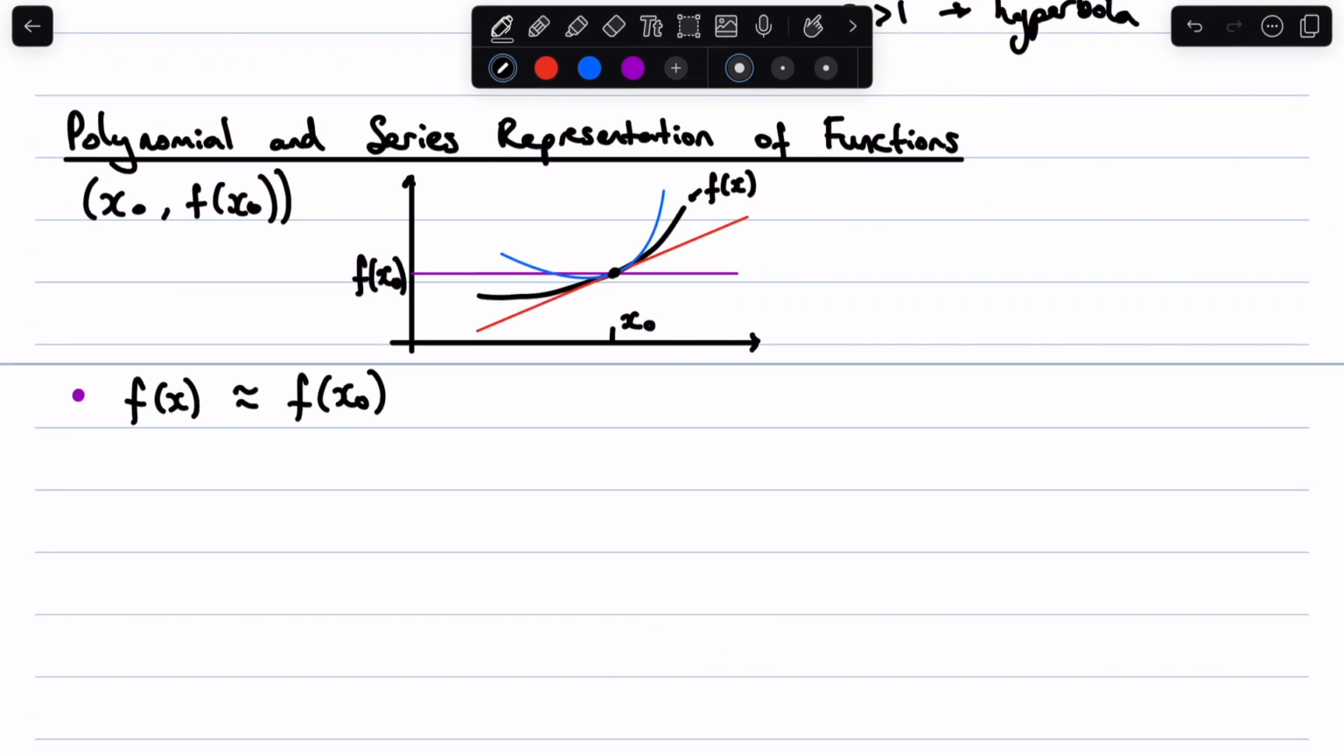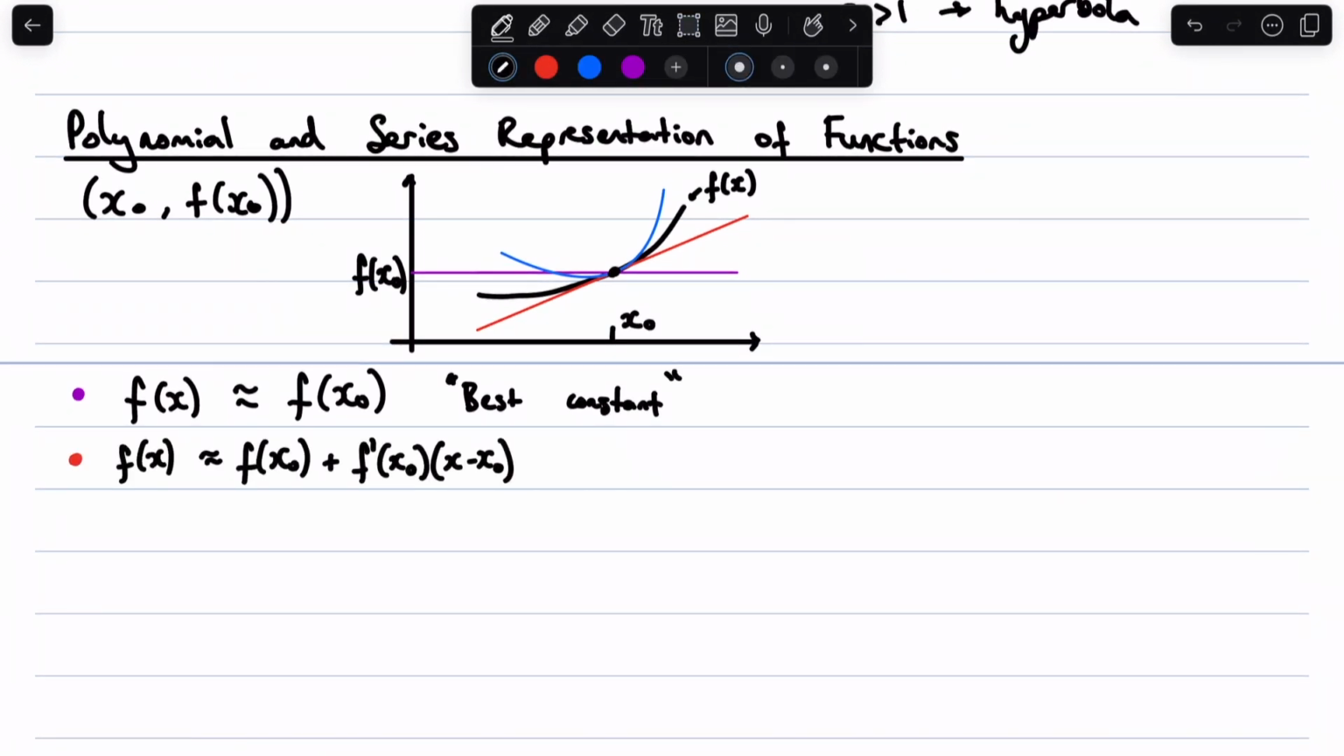So the first one, the most basic one, is our purple line, and that represents just f of x being approximated as this constant line f of x0. And this would be known as the best constant. Obviously, best in the case of our point x0, f of x0.